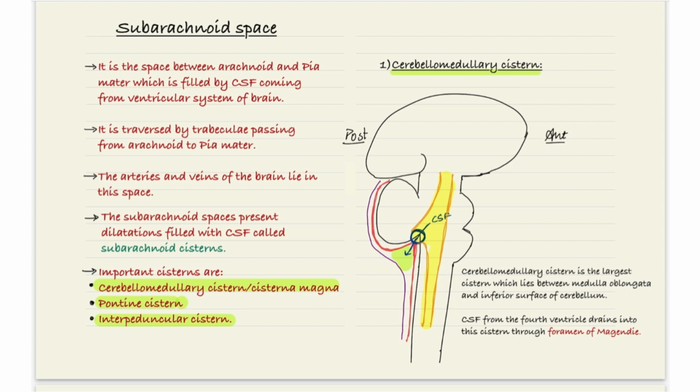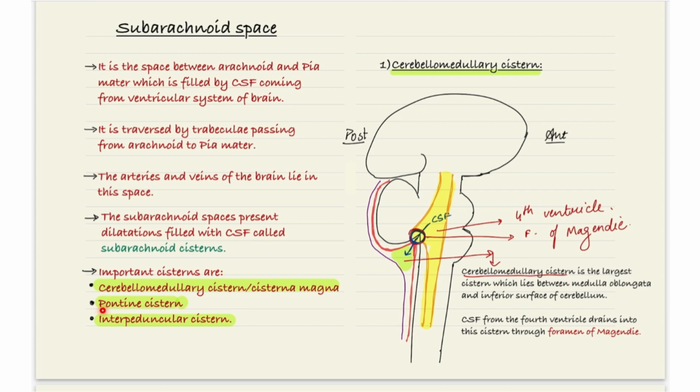CSF from the fourth ventricle drains into this cistern through the foramen of Magendie. Okay, so this yellow part is the fourth ventricle. This rounded part is the foramen of Magendie. So the CSF from the fourth ventricle drains into this part, that is the cerebellomedullary cistern, through the foramen of Magendie.